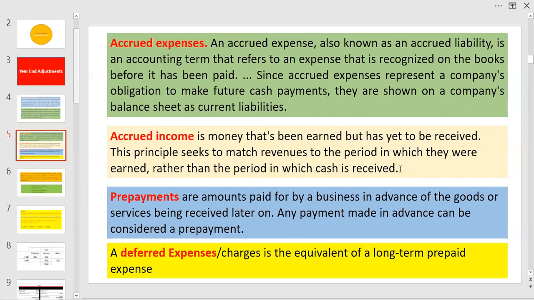Next, prepayments. Here the amounts have been paid for services or goods yet to be received, which may be received in the subsequent period and will remain as an asset. Deferred expenses are similar to prepayments, but will be a long-term advance which may run into several accounting periods.